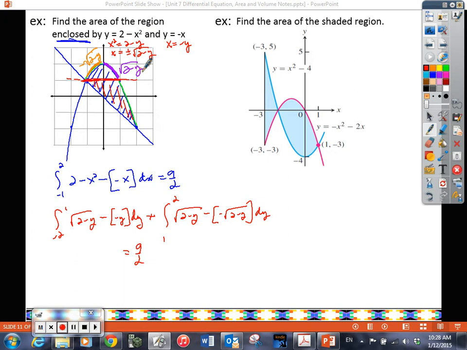This side, the purple side, is always bigger than the orange side because we're with respect to y. We're looking at horizontal. Right here, this x value is always bigger than that one. That is why this is the bigger one minus the smaller one. Okay?